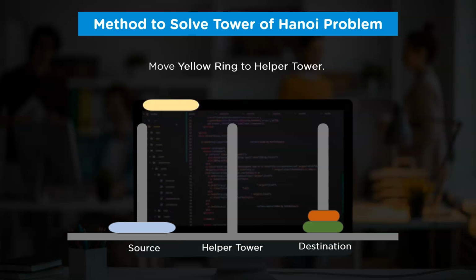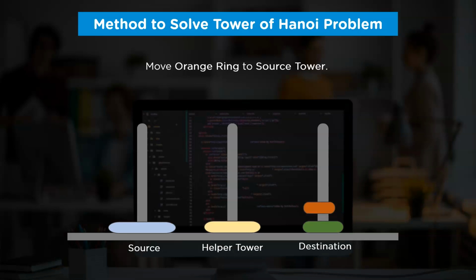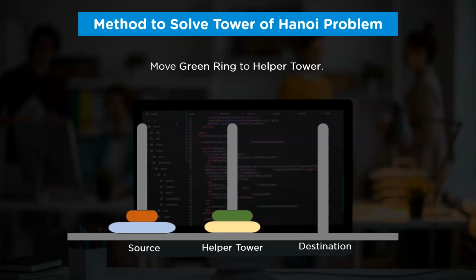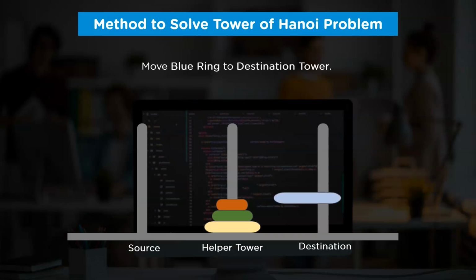So let's take our yellow ring from the source tower to the helper tower. Now, we'll move the orange ring to the source tower. Further, we'll move the green ring to the helper tower. This movement will make our destination tower empty so that we can bring this larger disk to it. Next, we'll move the orange ring to the helper tower. This move will make room for the transfer of the largest disk to the destination tower. Now, we have brought our largest disk to the destination tower.